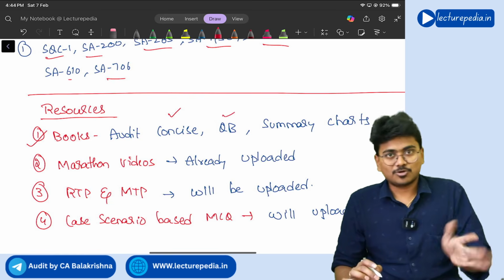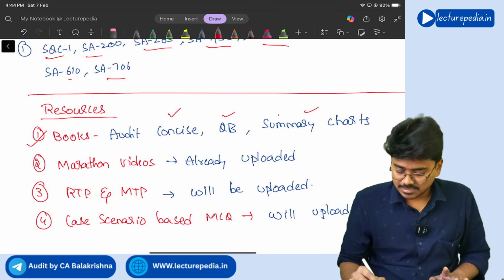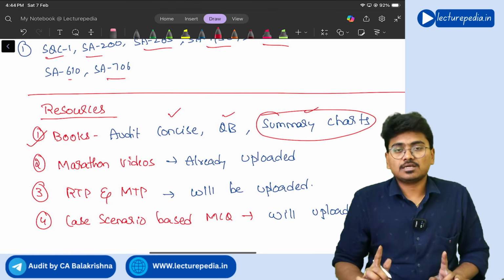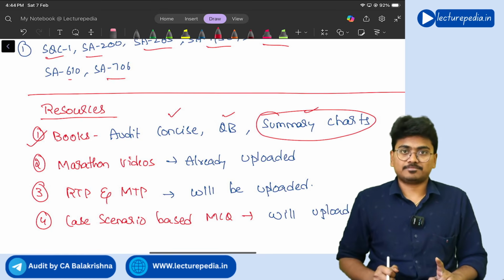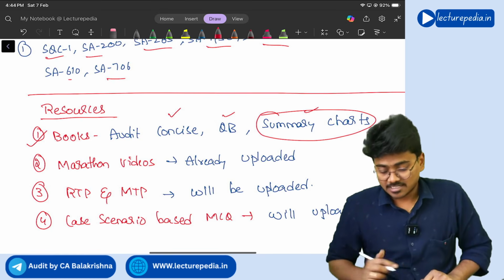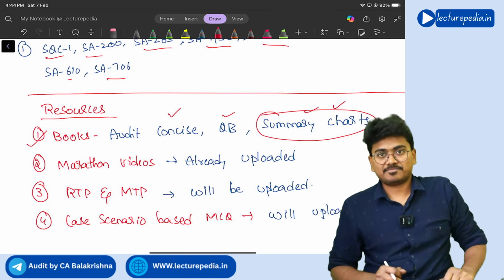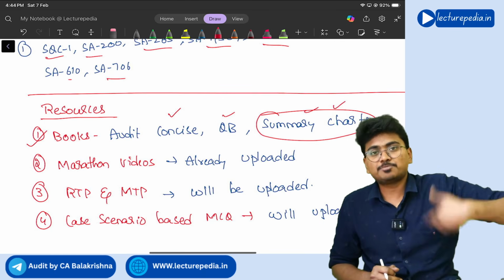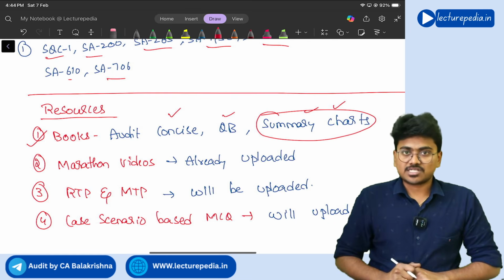Next, question bank, of course, you will follow, and summary charts. Summary charts are very useful for revision. They will save you a lot of time. I told you three revisions, right? If you use the summary charts, you can make 5 to 6 revisions much more speedily. You can cover the content if you follow summary charts.